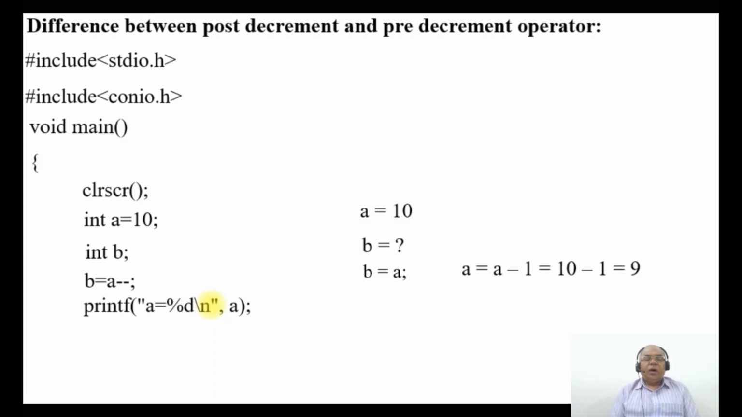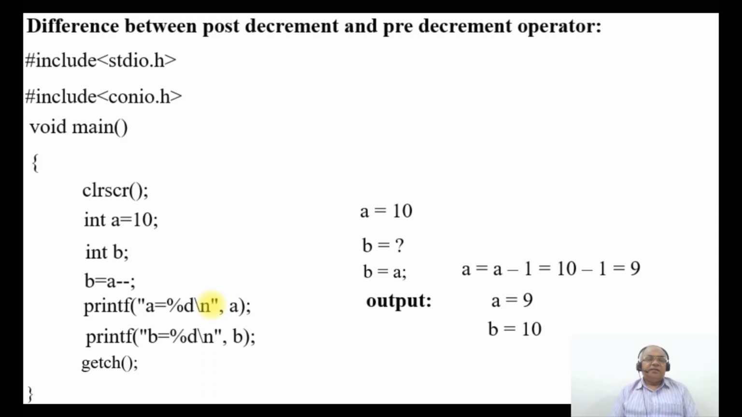So then what happens? printf within the double quotes "a is equal to %d\n", close the quotes, the value of a. Now we need to print. So in this case, the output will be a is equal to 9, and printf within the double quotes "b is equal to %d\n", comma b. b is equal to a, whose value is 10. So b is equal to 10, and getch function. So that is for the post decrement.